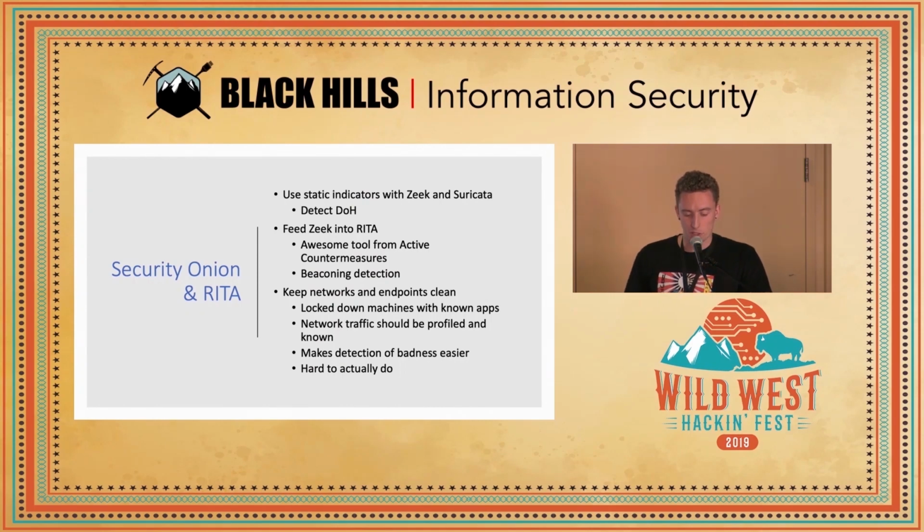So like I mentioned before, Security Onion and Rita are awesome tools. If you're running Security Onion, then you get stuff like Zeek and Suricata, which you can use to look at those static indicators really easily. They log stuff like SNI, they log stuff like certificate name. If you're already running Zeek, you can feed that into Rita.